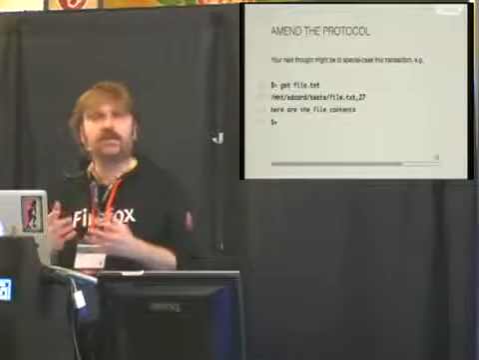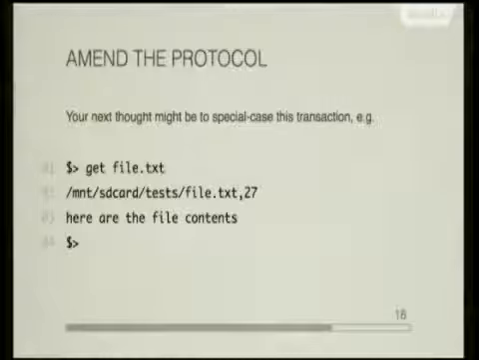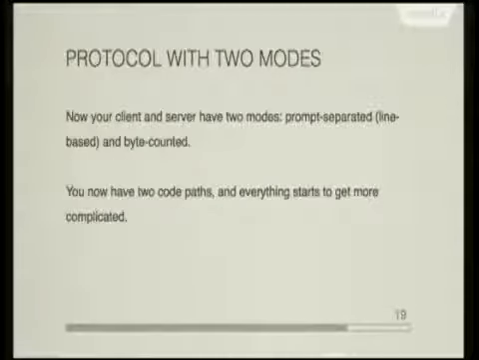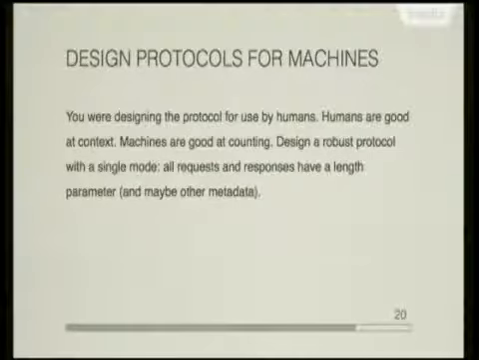So then you think, well, okay, I'll just make a special case for this transaction. So this particular command, the get command, might return the file name and then the number of bytes to expect, like that. But really what you've got now is a protocol that essentially has 2 modes. You've got a prompt-separated mode for all of your text, terminal-like things, and then you have a byte-counted mode for all of your data transference. And you've got 2 code paths, and everything gets more complicated. You have to do more testing and everything.